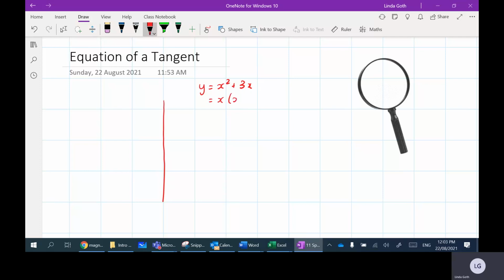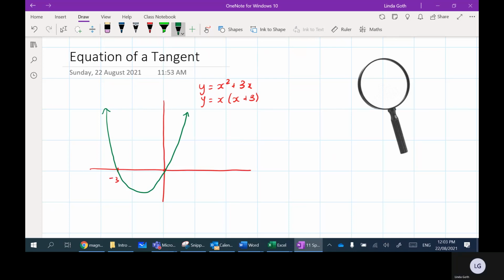We think of that as being x times x plus 3, which we know is a parabola, and this parabola cuts at 0 and at -3, and is concave up, and that's what it looks like. We've got our x-axis here and our y-axis here. Now let's say that I want to choose this point here, where x is equal to 1. When x is equal to 1, y is equal to, well, let's put it into here, 1 squared plus 3, which is 4. So this is actually the point 1, 4.